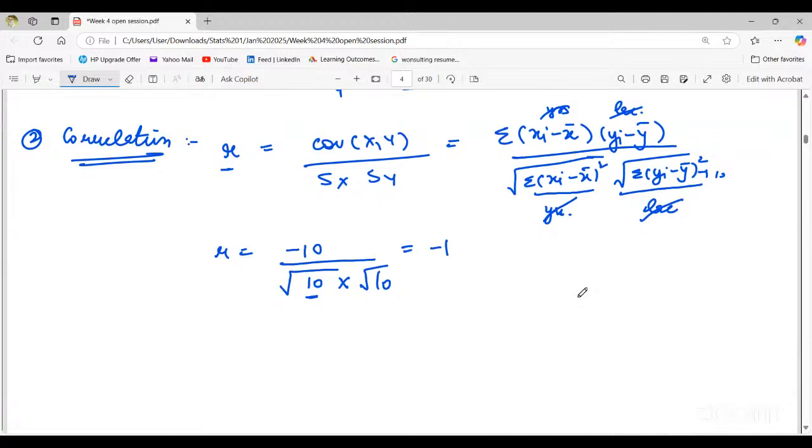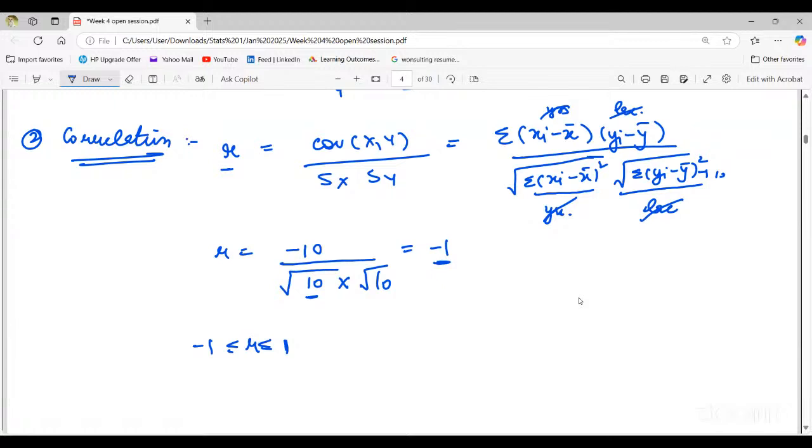Okay. Now tell me, what is the range of correlation? Minus 1 to 1. So here we can see the correlation is minus 1. That means it is strongly negative. Ma'am, there has to be an equal to sign also, between minus 1 and 1. Okay. So this is strongly negative.